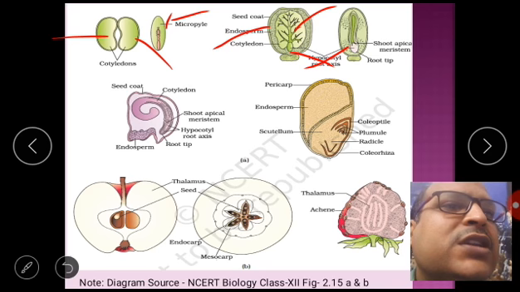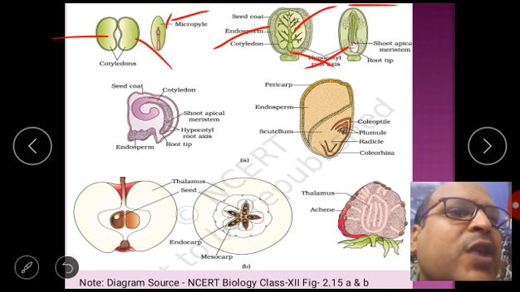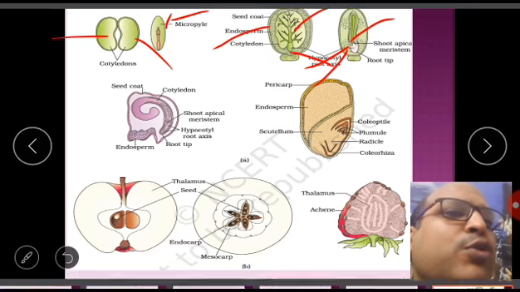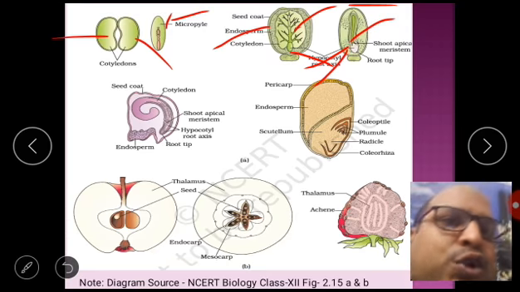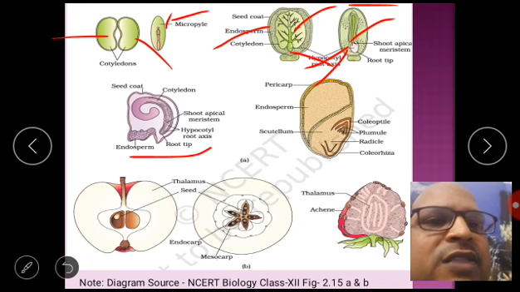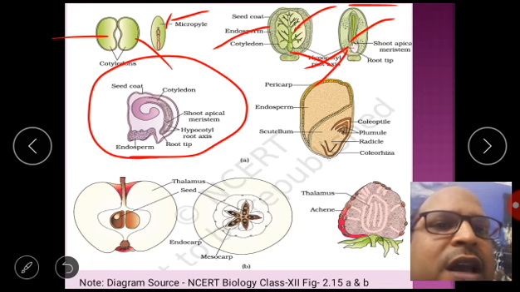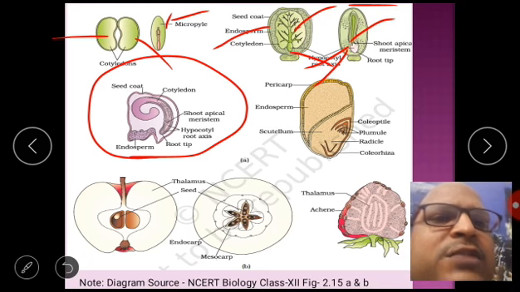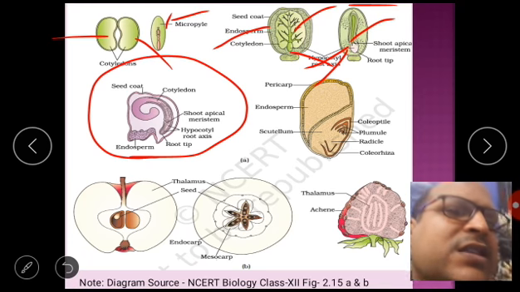where the root cap will come out. Below this will be the hypocotyl and above this will be the plumule region, from where the shoot will come out. Now you see this part. Here seed coat is shown, cotyledons, shoot apical meristem, hypocotyl, root axis, root tip and endosperm. This is a monocot. This is again a monocot.